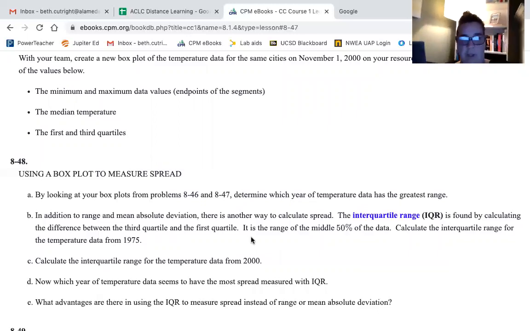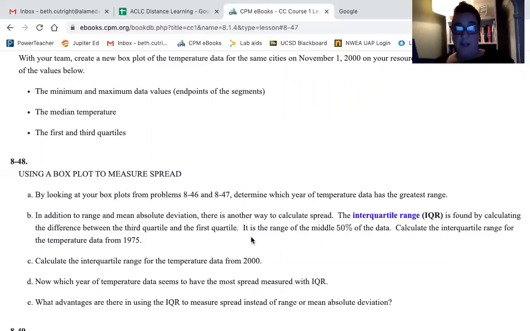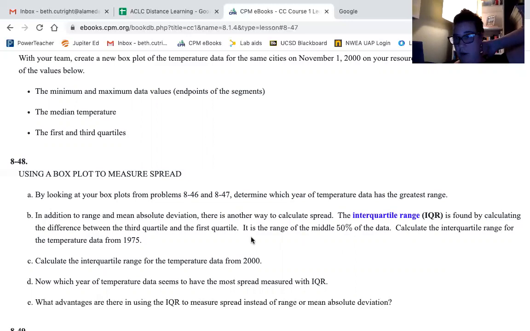I know it's a little confusing, but fun fact, my daughter is taking statistics right now in college, and they are literally talking about interquartile range right now.